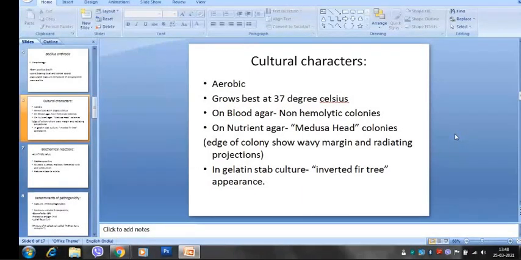Similarly, in gelatin stab culture, gelatin media is a semi-solid media which we prepare in a test tube. If we perform stab culture, that means we inoculate the media by stabbing, and the gelatin shows an inverted fir tree appearance. A fir tree is like a pine tree, broad at the bottom and becoming conical toward the top. That is fir tree appearance. In gelatin stab culture, Bacillus anthracis shows an inverted fir tree appearance.